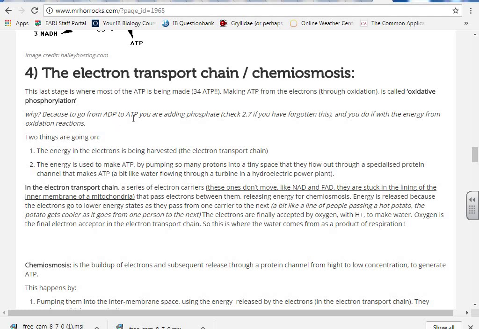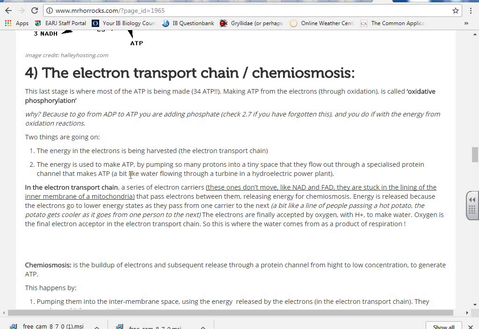So I've just said that with ATP, you're adding phosphate. Okay, two things are going on. So first of all, the energy in the electrons is being harvested, the electron transport chain. You're getting the energy from the electrons that the NAD and FAD have brought. And secondly, the energy is used to make ATP. Now the way this works is you pump so many protons into a tiny space that they flow out through the specialized protein channel that makes ATP.